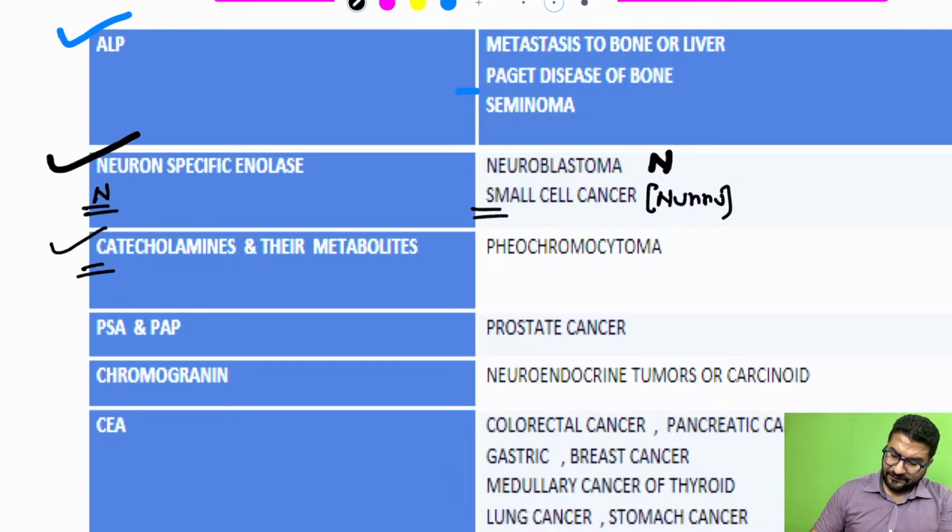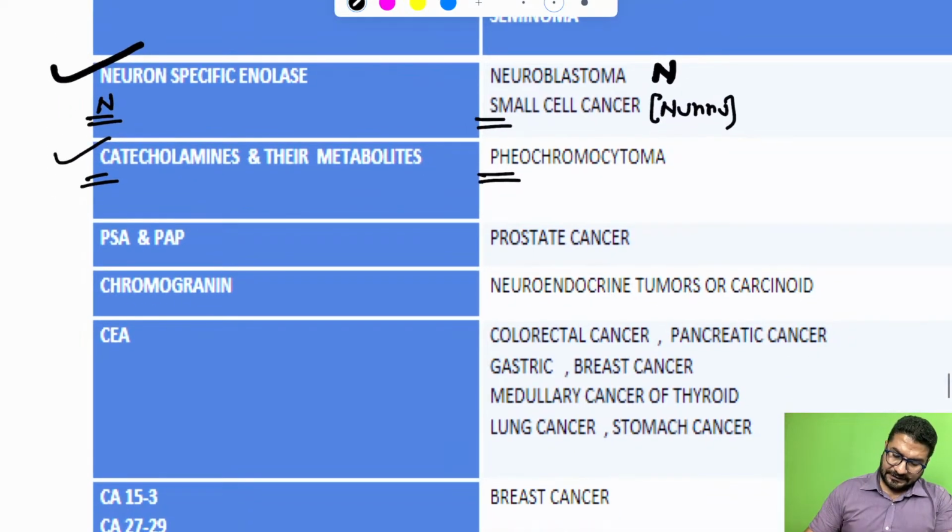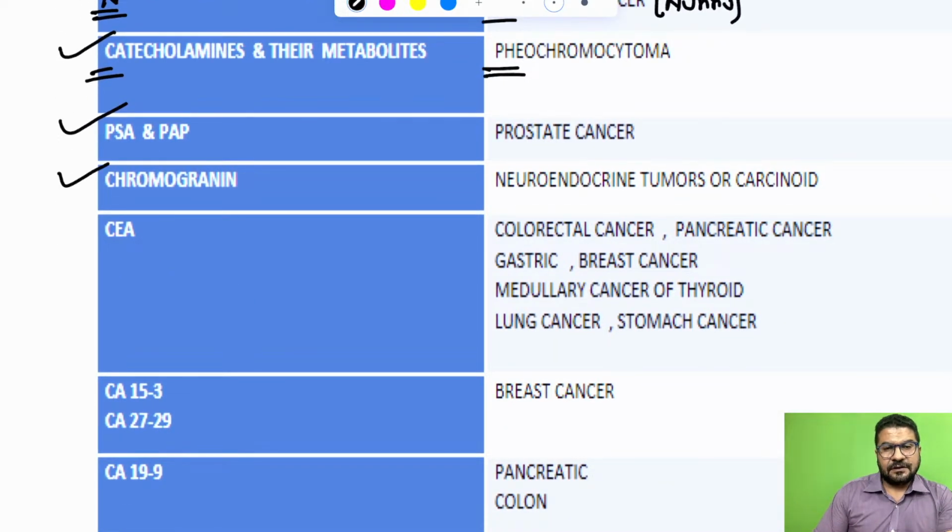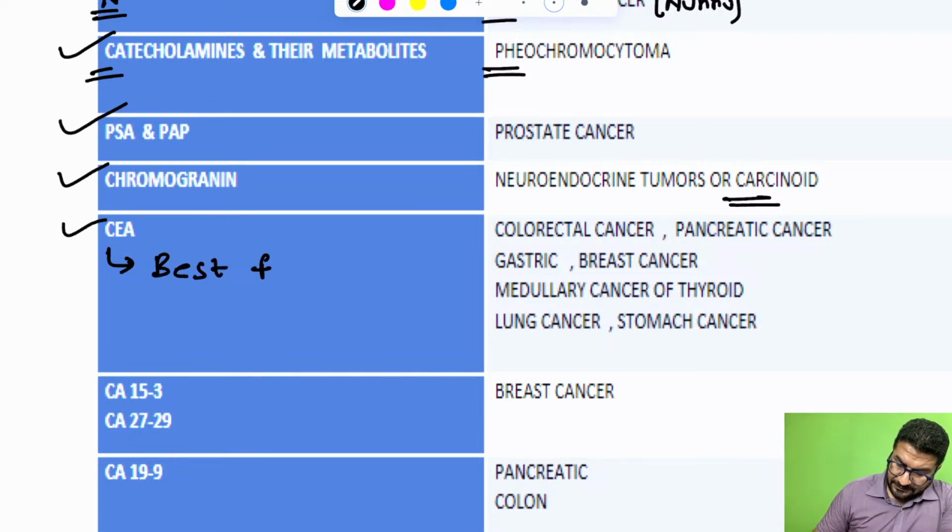Catecholamines, epinephrine, norepinephrine, these are increased in pheochromocytoma. Prostate specific antigen and prostatic alkaline phosphatase, prostate cancer. Chromogranin is an immunohistochemical marker for carcinoid tumor. CEA is found in many places, but remember this is the best marker. It is the best marker for colon cancer.